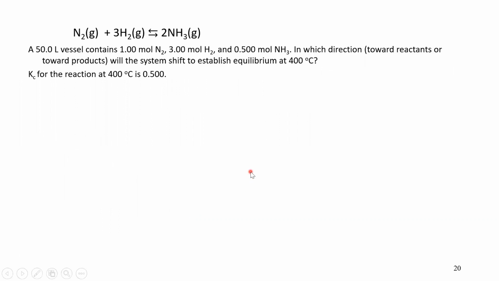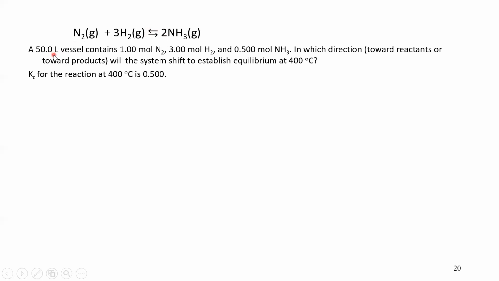So let's look at another problem, very similar to the first problem, except there's just a little bit more work we have to do. So if we were to look at this question, we're given the reaction. We've got nitrogen gas reacting with hydrogen gas to produce ammonia. It's a reversible reaction which will achieve equilibrium spontaneously.